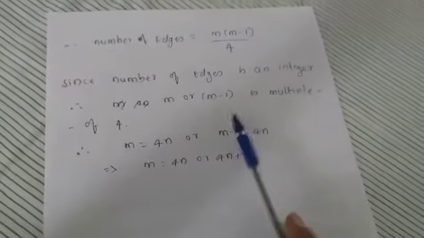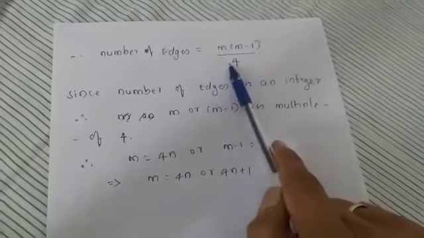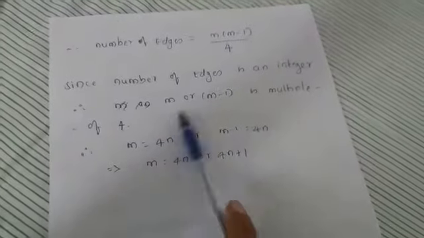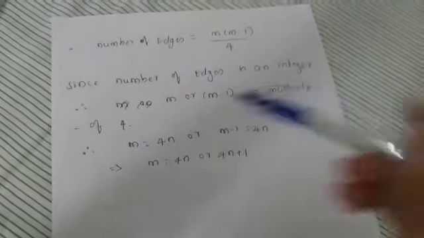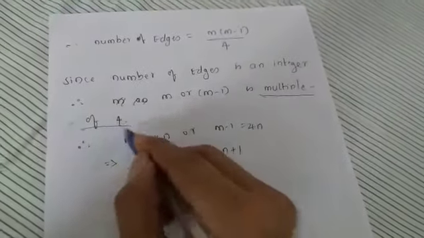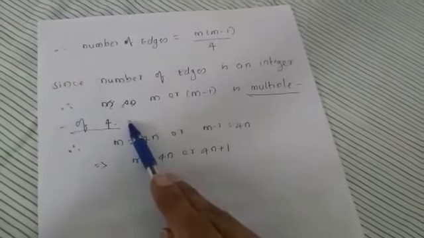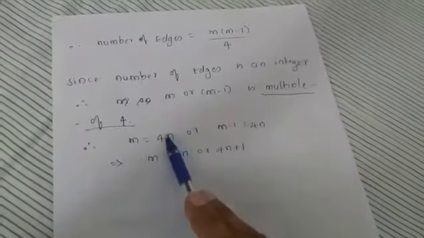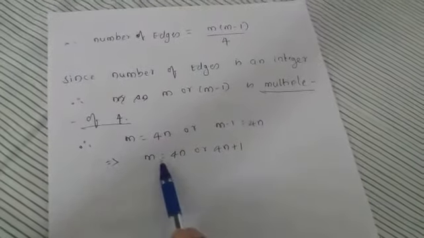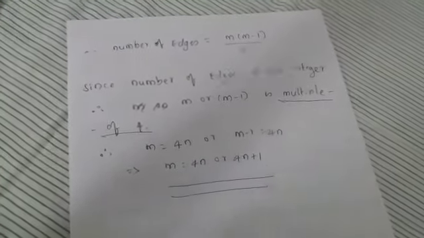So this m into m minus 1 divided by 4 is also an integer. The meaning is simple: either m or m minus 1 is a multiple of 4. Please remember this line. Therefore either m is equal to 4n or m minus 1 is equal to 4n, which implies m is equal to 4n or 4n plus 1. So this proves the result.